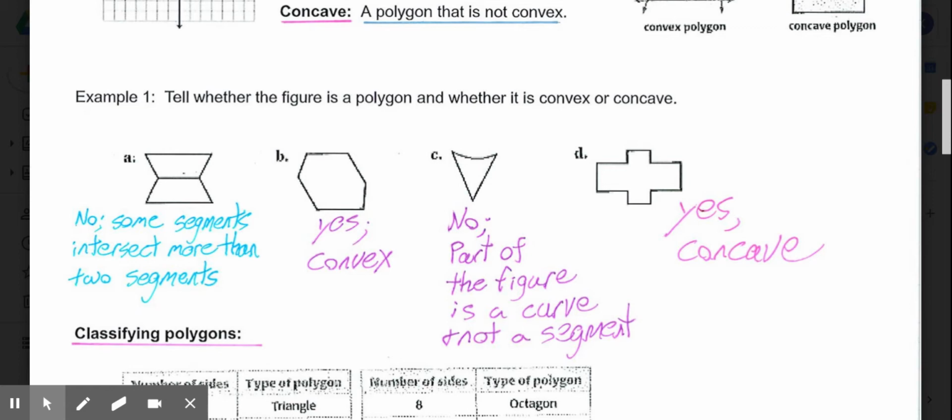In B, each side intersects 2 other sides at the endpoints. It's a closed figure. All the sides are straight segments. So yes, it's a polygon, and it would be convex because if I extend any of these sides forever, not a single one would cut through the interior.